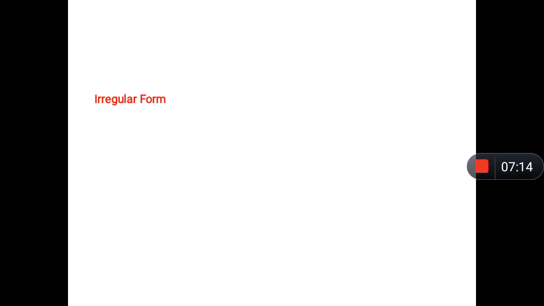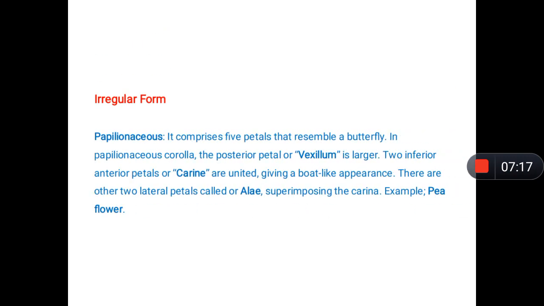Then the irregular form is papilionaceous. Papilionaceous comprises 5 petals that resemble a butterfly. In papilionaceous corolla, the posterior petal is vexillum, which is larger. The 2 inferior but anterior petals are called carina, and they are united, giving a boat-like appearance. There are other 2 lateral petals called alae, superimposing the carina. And the best example of this papilionaceous corolla is pea flower.